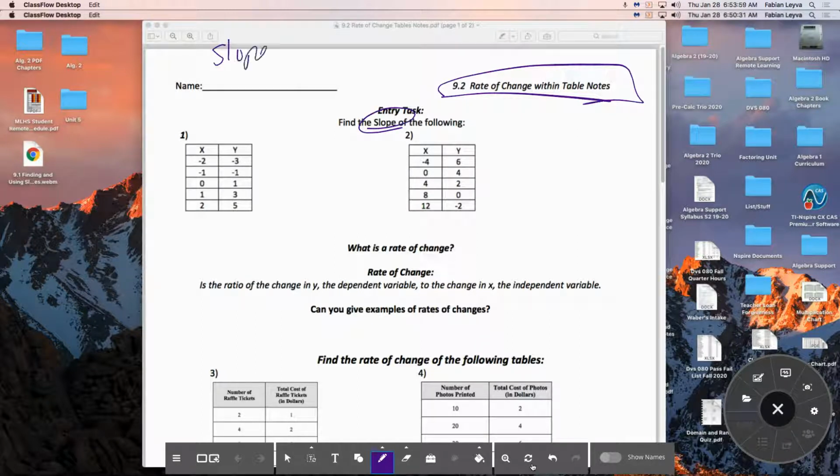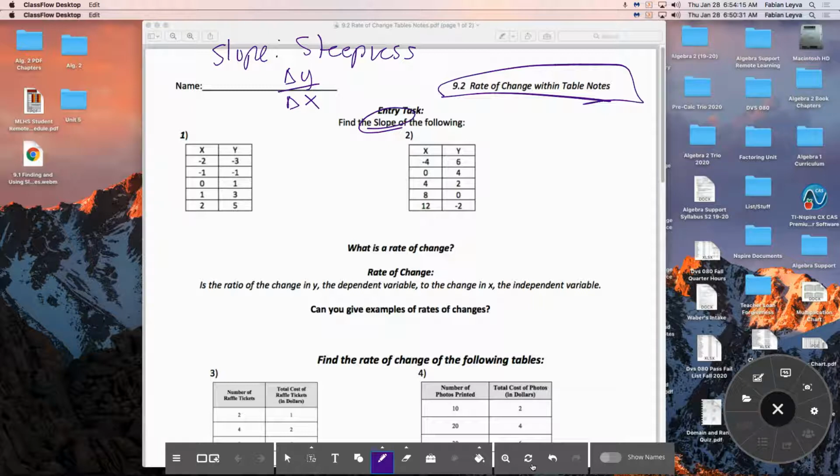Remember that slope is literally just a way to measure the steepness of a graph. How do we find slope? Well, we find it by finding the change in y, let me erase it because it glitched on me a little bit, finding the change in y and then dividing it by the change in x.